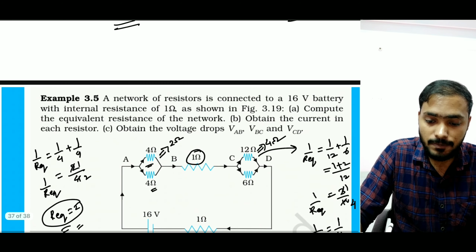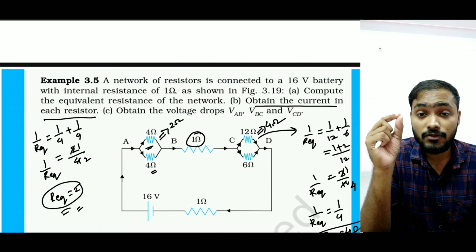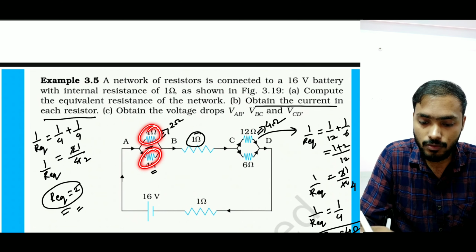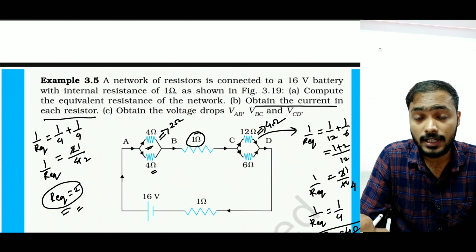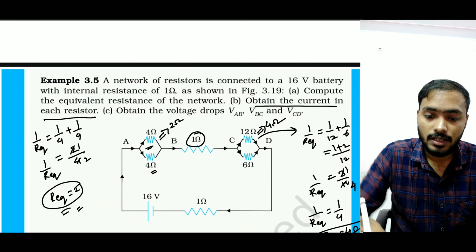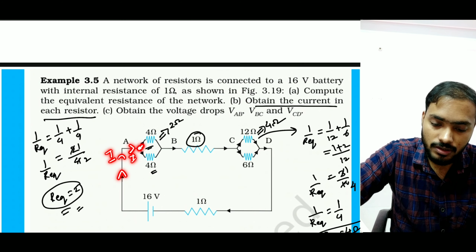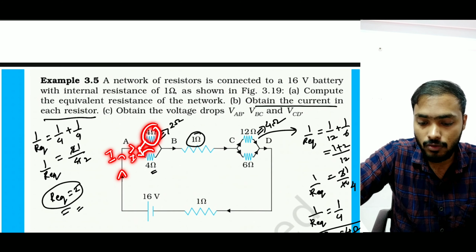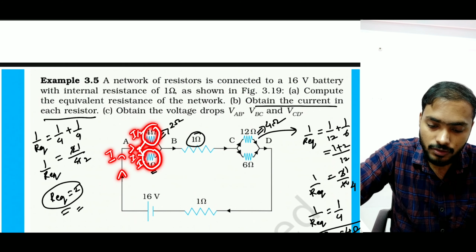Okay, now the next part of the question is obtain the current in each resistor. So you have to find out the current in each resistor over here. So I have here 4 ohm, here I have 1 ohm, here I have 12 ohm and 6 ohm. I have to find out the current through each resistor, right? Now you have to understand, when the current comes over here, let's say some current I came, and this current I is going to divide equally here. Why will it divide equally? Because here also it is 4 ohm, here also it is 4 ohm. So the current I will be divided into I by 2 and I by 2 here, right?